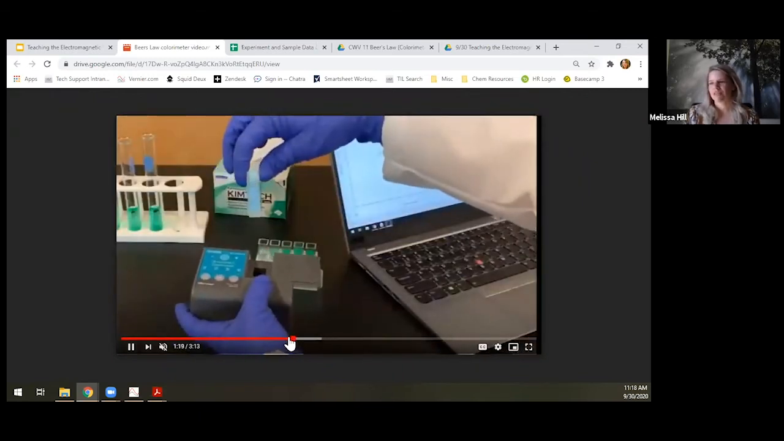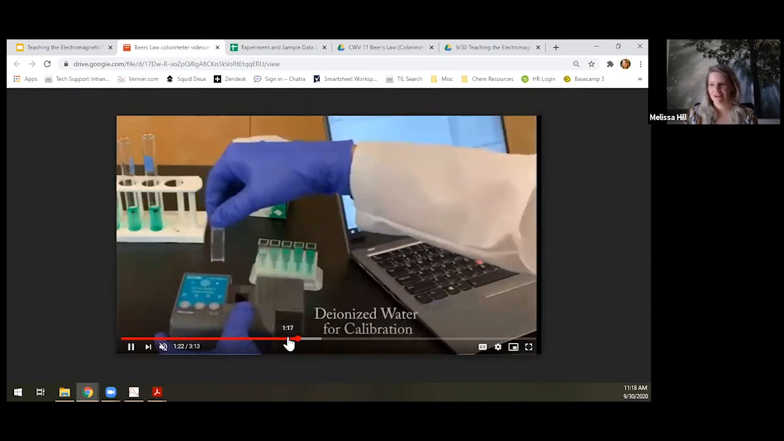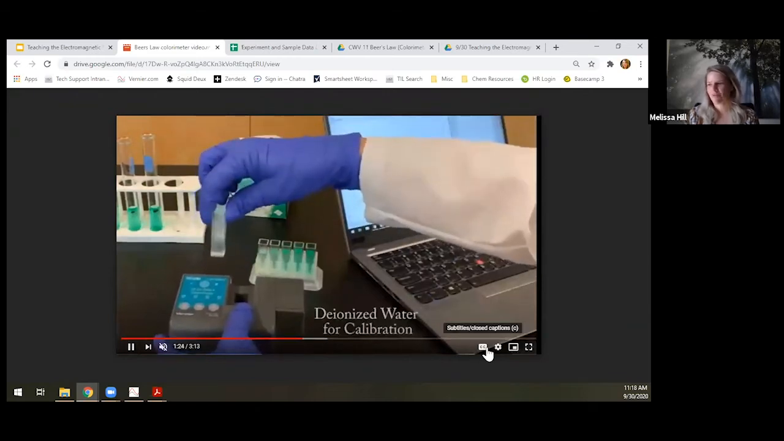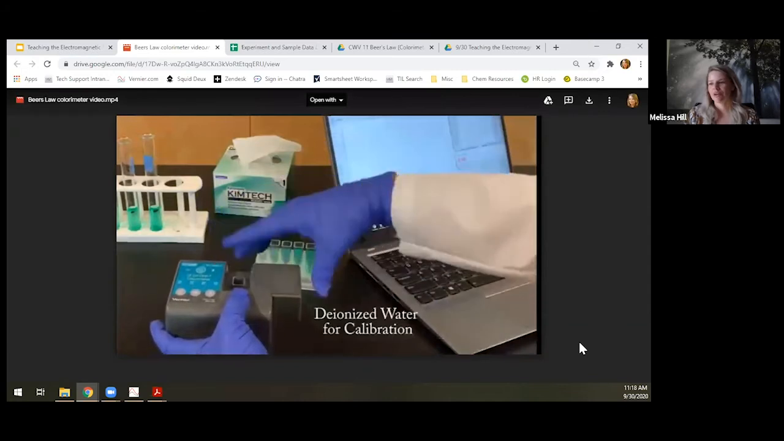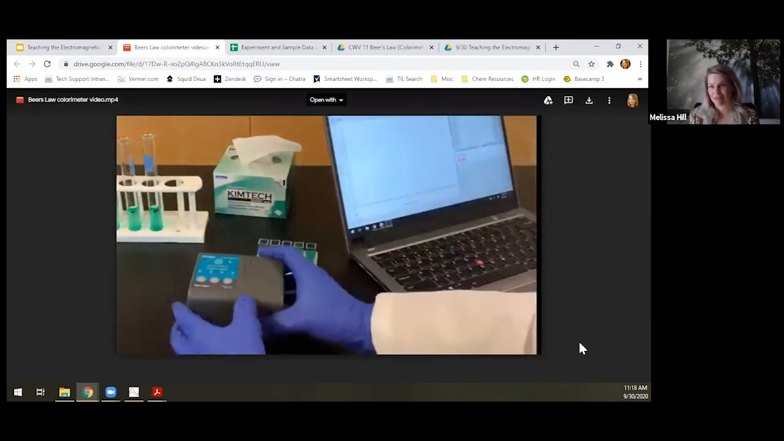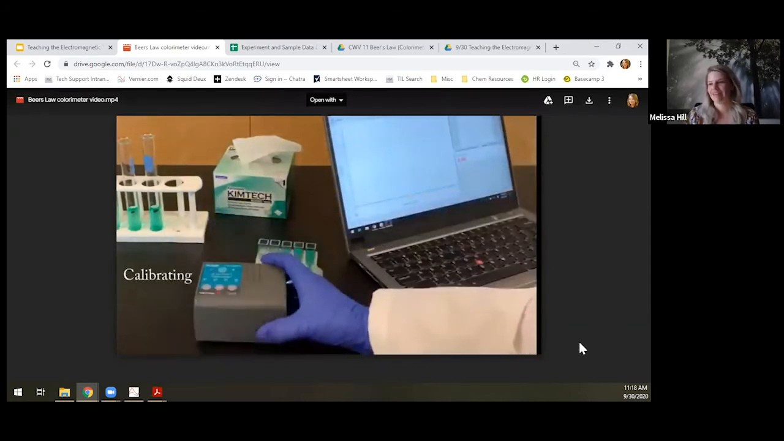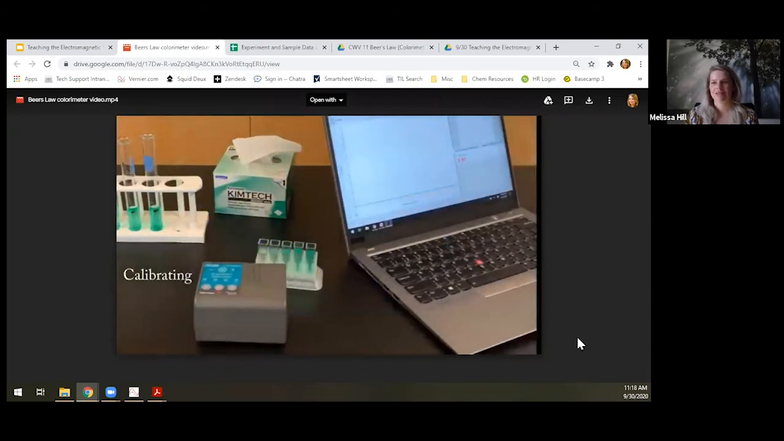It's also important to show them the colorimeter and calibration with water, which way to put it in the colorimeter, make sure the light path is going in there properly, and you're pressing the calibrate button.